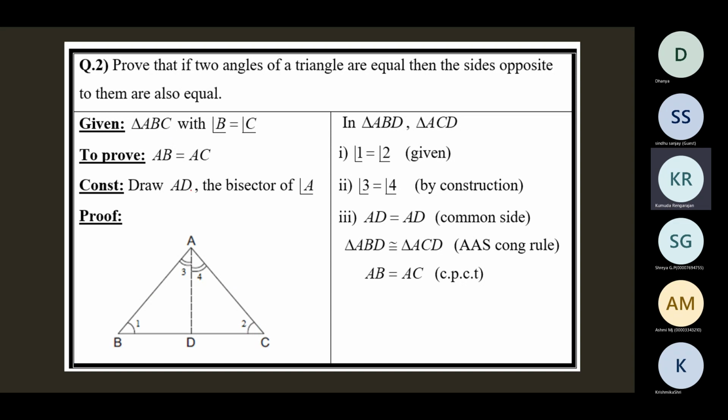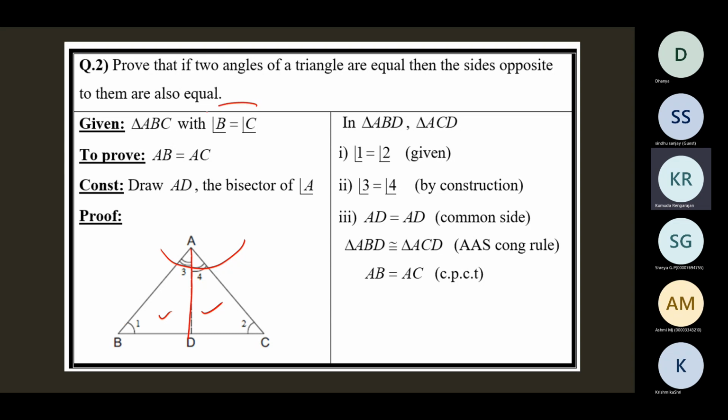So again, the construction, children: draw AD, the bisector of angle A. It's a simple proof. Again, take up the two triangles. So here we know that the angles are equal.